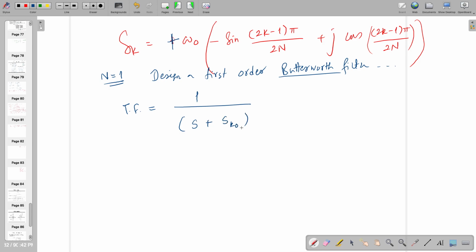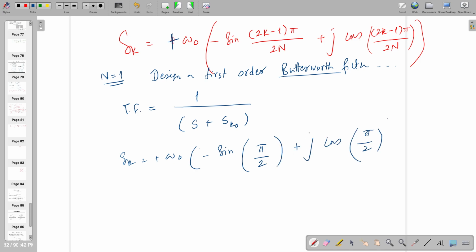So the transfer function will look like this one. Let's call this one C, right? So I need to find out s_k0. So you can keep the values where k equal to 1, right? It goes till n is 1 here. So the order of the system is 1. So you are going to see minus sign pi by 2 plus j cos again pi by 2. Can you tell me what will be the answer in that case?